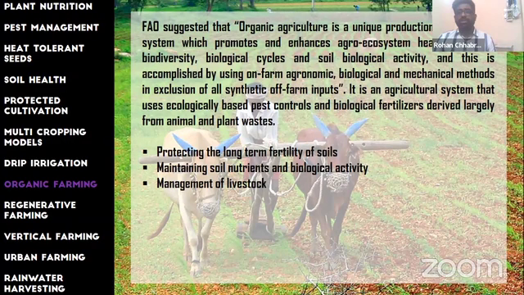Now, organic farming is not new to Indian farmers. However, it is still new for the Western world. Now, these are the three objectives, or you can say benefits, of doing organic farming: it protects the long term fertility of soils, it maintains soil nutrients and biological activity, and it also includes management of livestock. So people can reduce their input cost and could generate extra revenue by managing livestock.